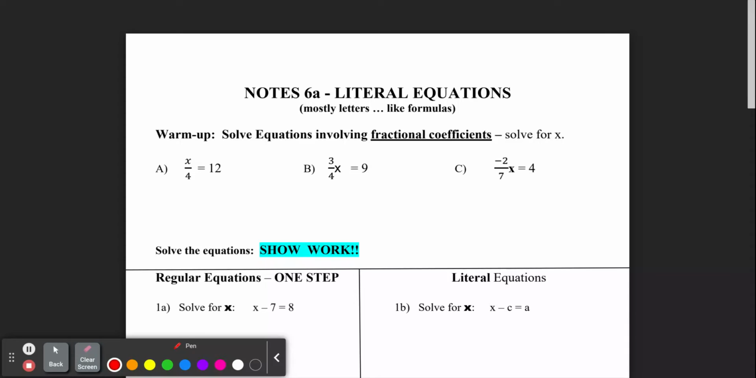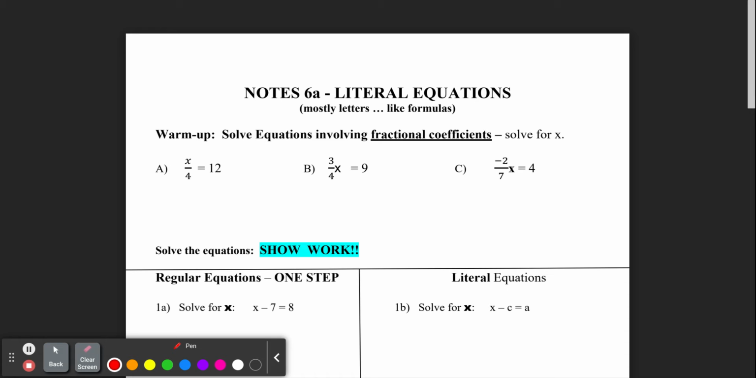Hi, today we're going to work on solving literal equations, which literal basically means equations with formulas. So like you'll have a bunch of variables listed below. So the first thing I want you to do for the warm-up is to solve equations involving fractional coefficients.